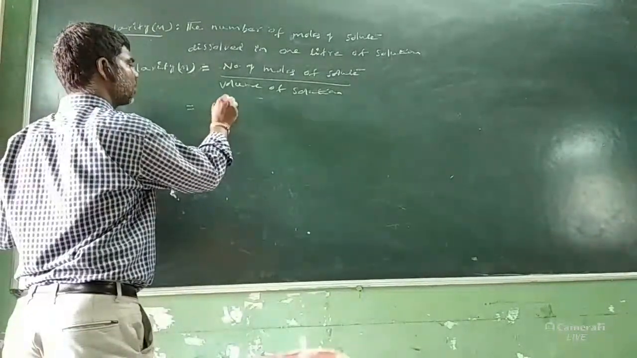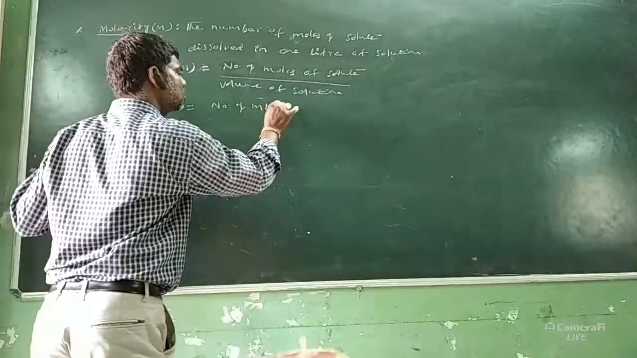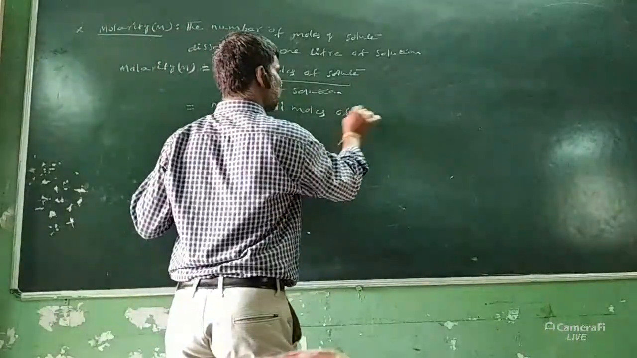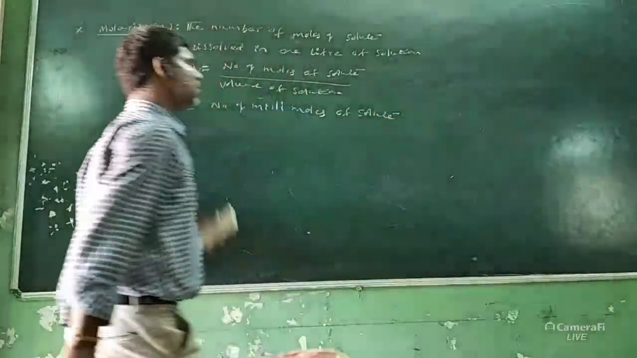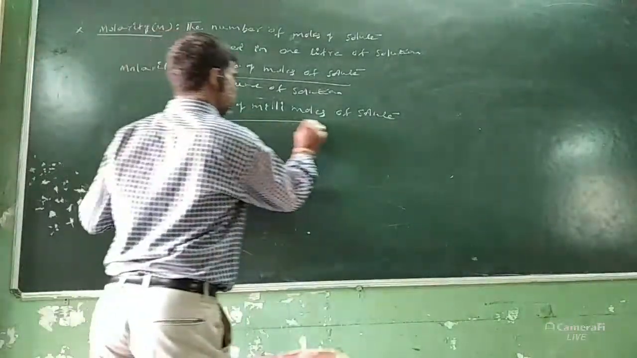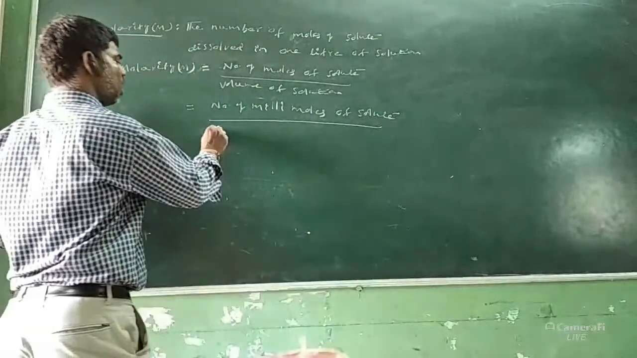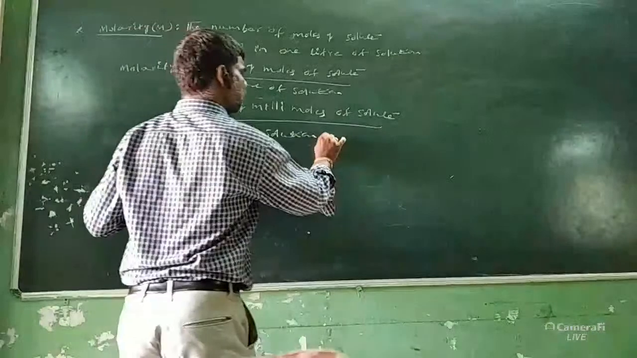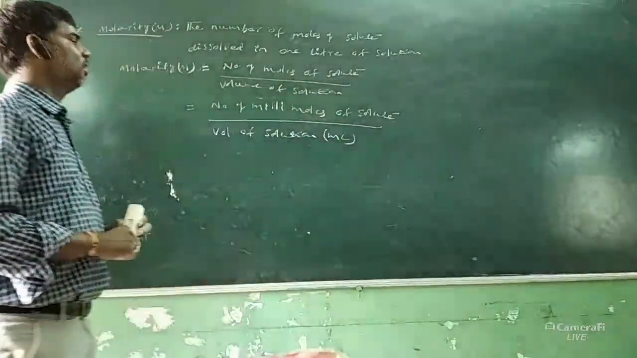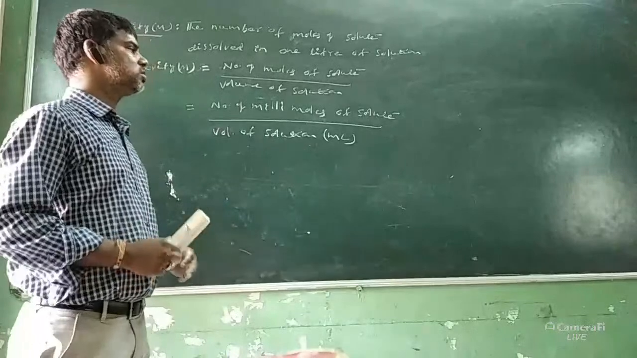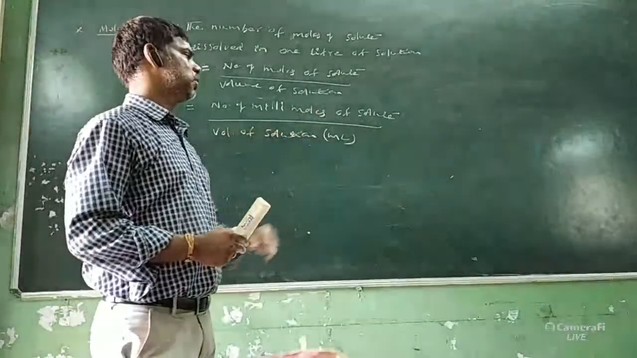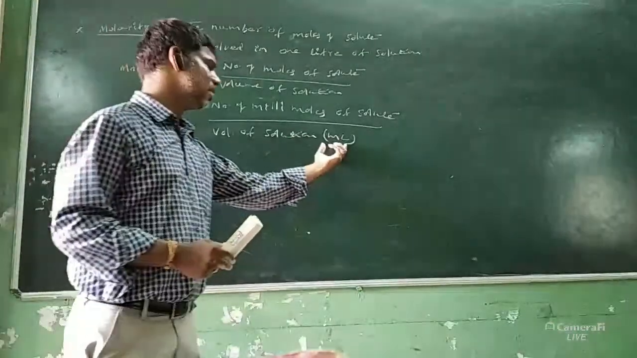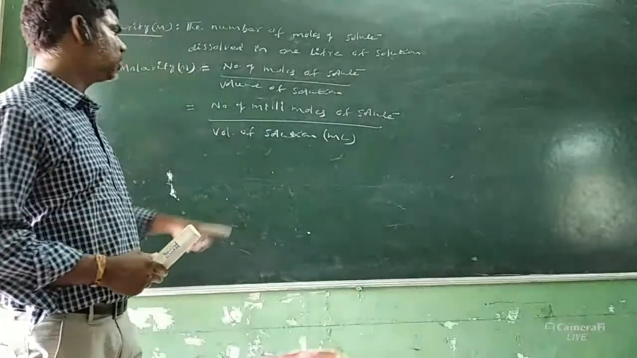One more formula we have: number of millimoles of solute by volume of solution in ml. This is also one more form directly. Suppose the volume is given in ml, milliliters, and the number of moles is also given as millimoles.